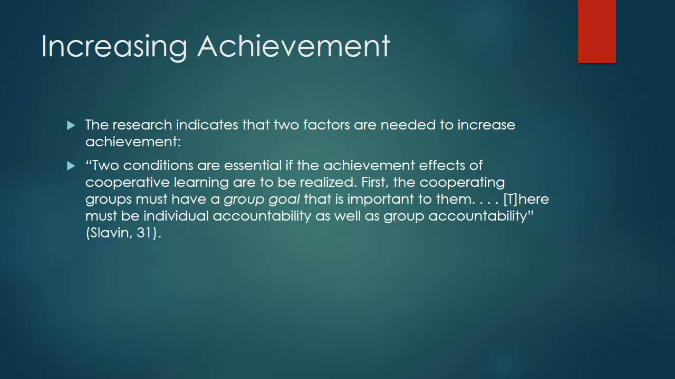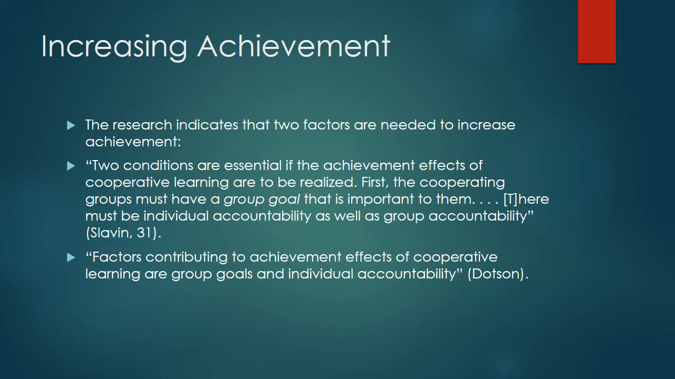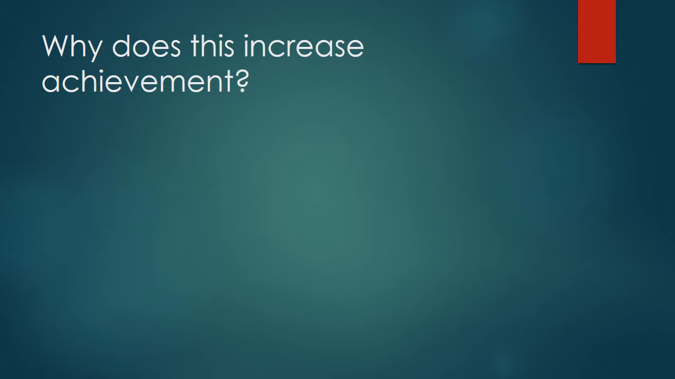So I found that this was something that was in different research articles, that they all kind of talked about a group goal and individual accountability. And back when I was defining cooperative learning, one of the necessary conditions was individual accountability. And I also had one of my other sources mention that the factors contributing to achievement effects of cooperative learning are group goals and individual accountability. Both of these sources agree that those are the two main things to have. So I wanted to know, why does that increase achievement?